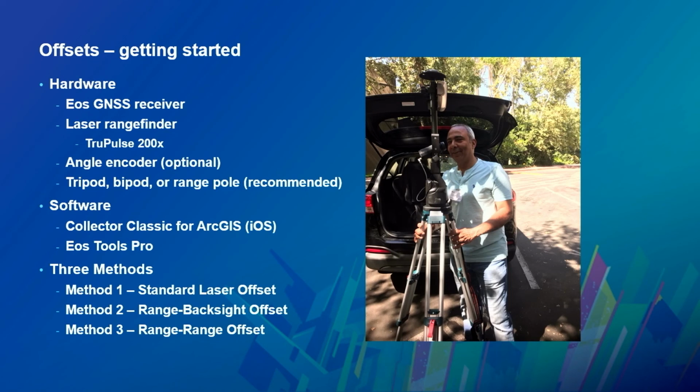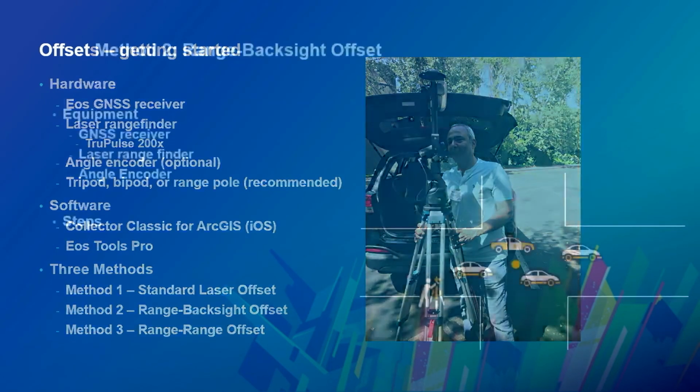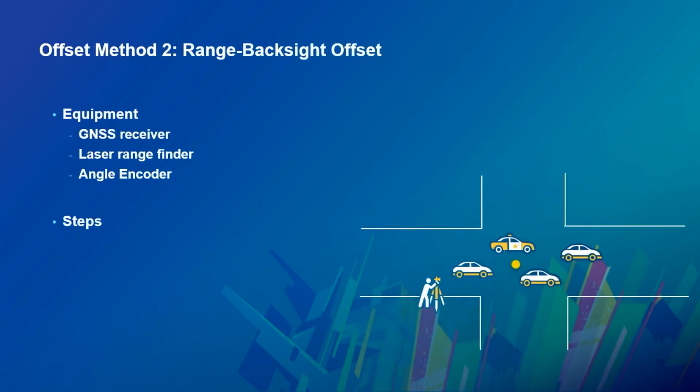There are 3 offset methods that are supported with this workflow. You can do the standard laser offset method, where you stand with the laser rangefinder and shoot it, and it Bluetooths to your device. You can do range backsite, which is the method I'm going to show you, or you can do range offset. Each has its own pros and cons. So let's discuss the range backsite offset method. Equipment: you need a GNSS receiver, the laser rangefinder, and the angle encoder. Basically, for this method, you need that whole setup that I showed you.